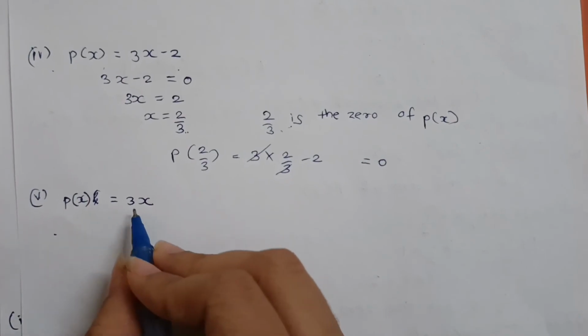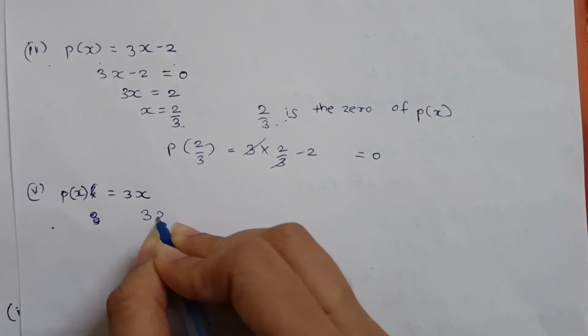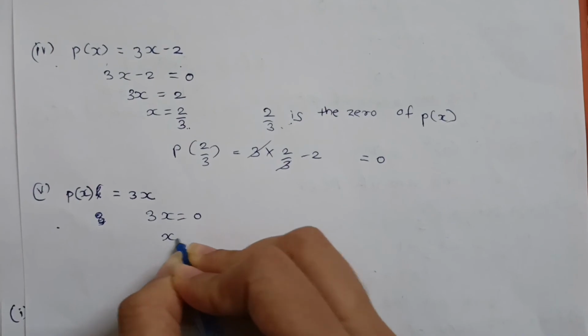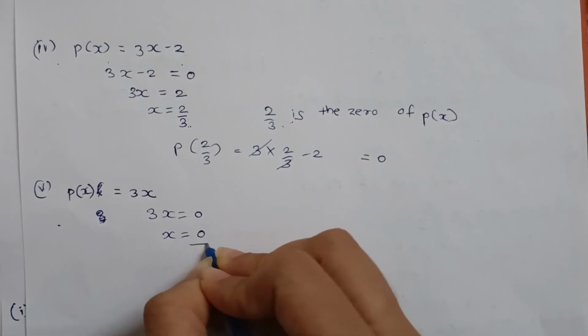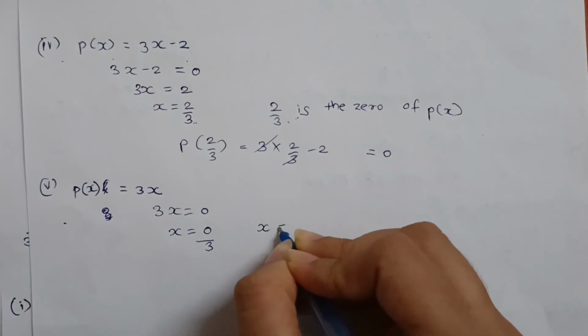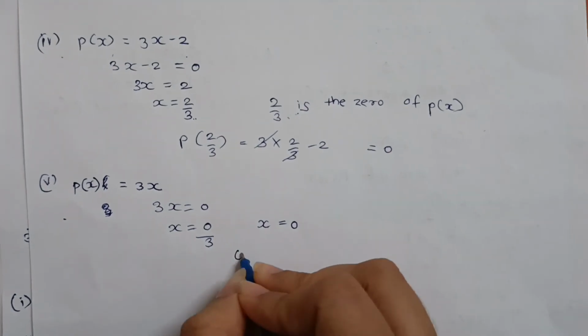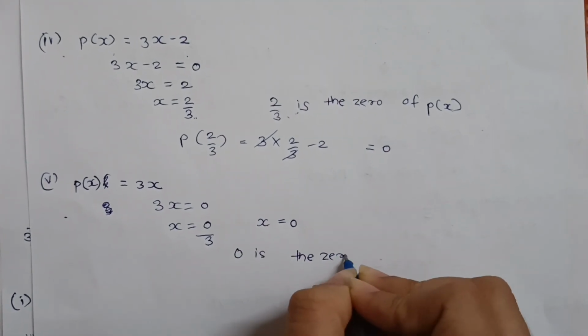Fifth, P(x) is equal to 3x. 3x is equal to 0. x is equal to 0 upon 3. So x is 0. So 0 is the zero of P(x).